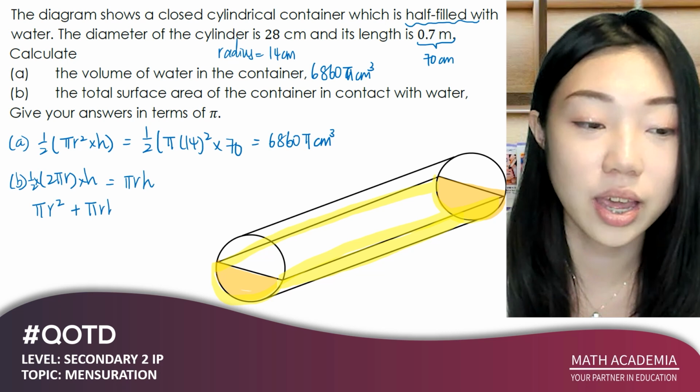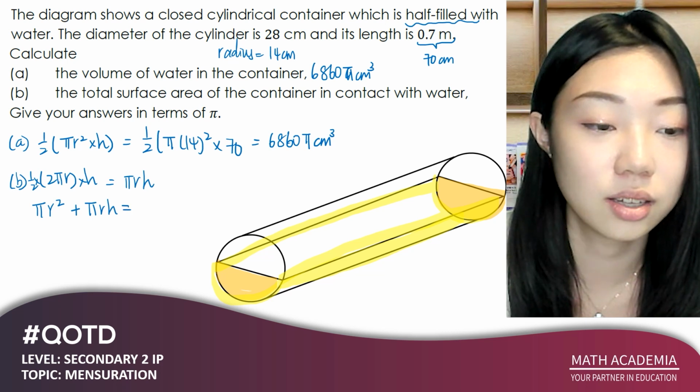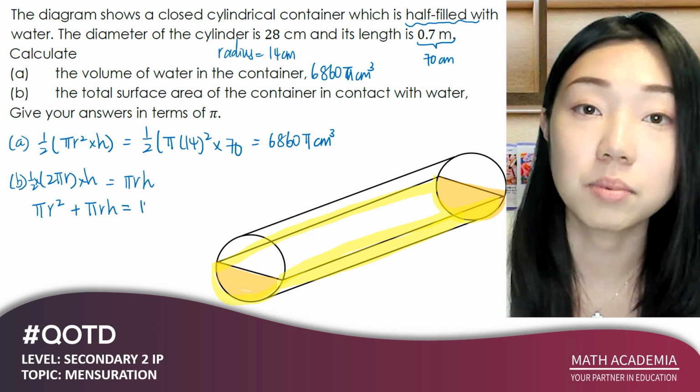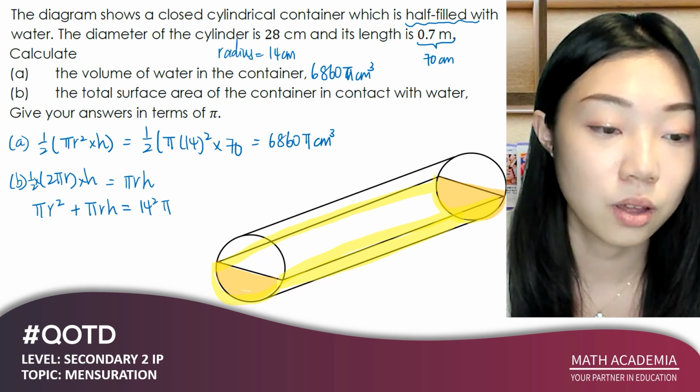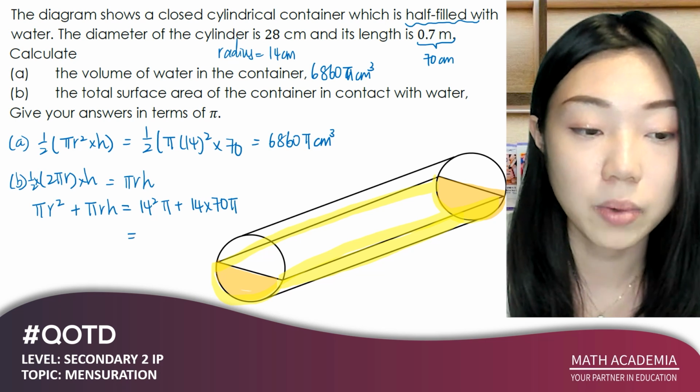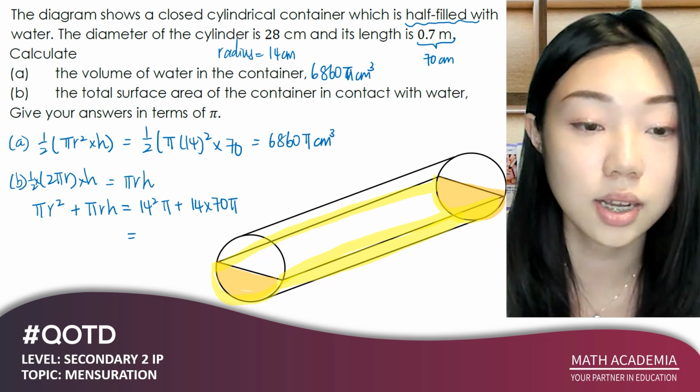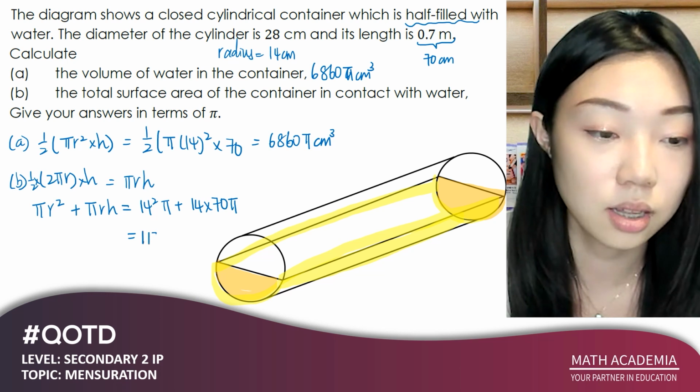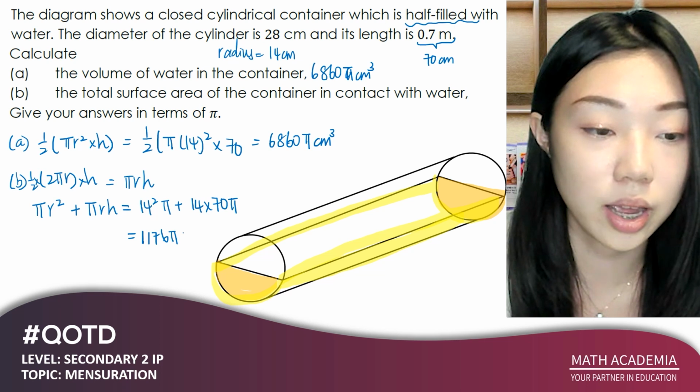Okay, so I have to add these two surface areas together. And let me substitute the values in. I would have 14 squared pi plus 14 times 70 pi. So my total surface area of the container in contact with water would be 1,176 pi cm squared.